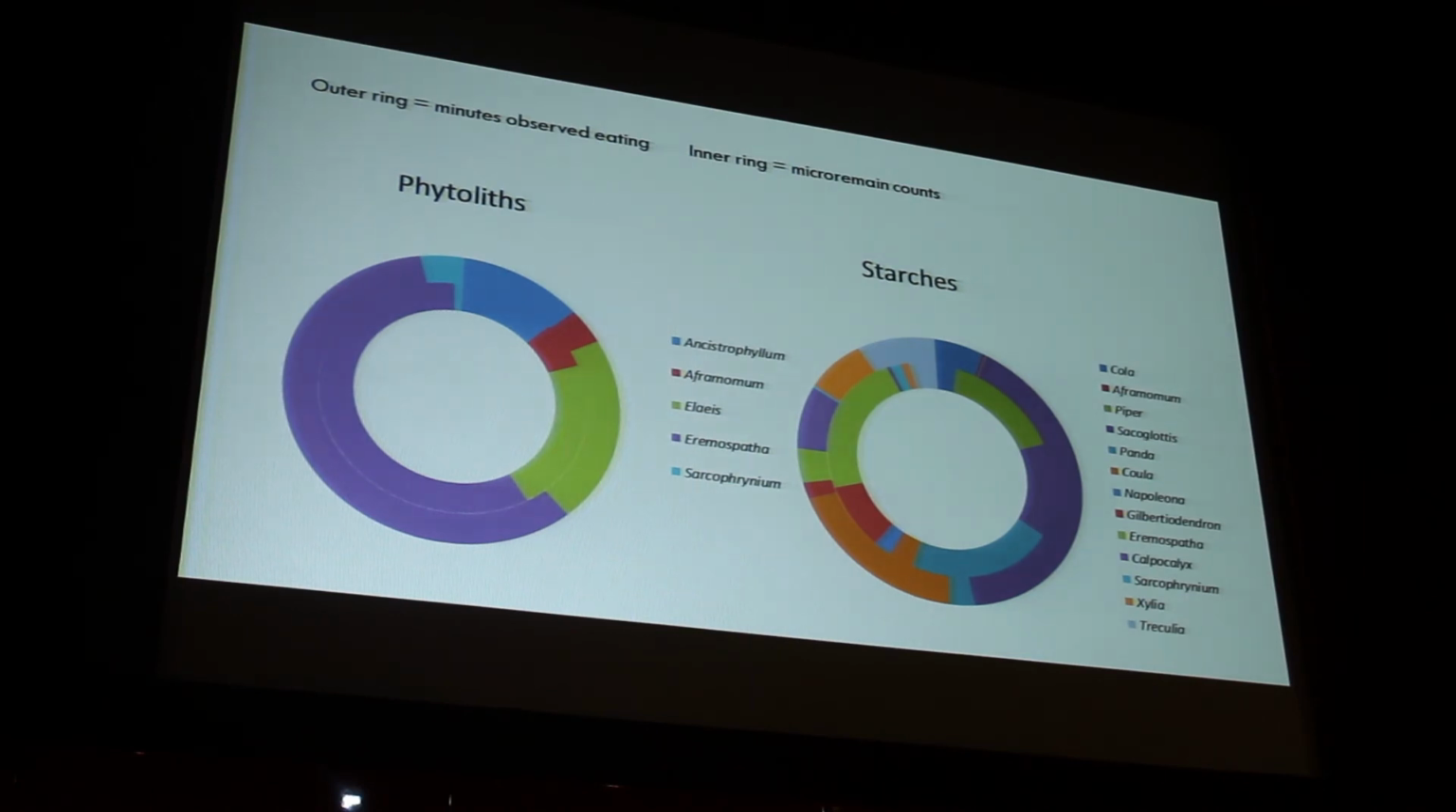And this matched the expectations, based on the fact that starches are much less common and much more subject to degradation than phytoliths. Although the starch donut is not matching the actual diet of these chimpanzees, you can still see there's a lot of plants present in some comparable proportions to their actual diet.